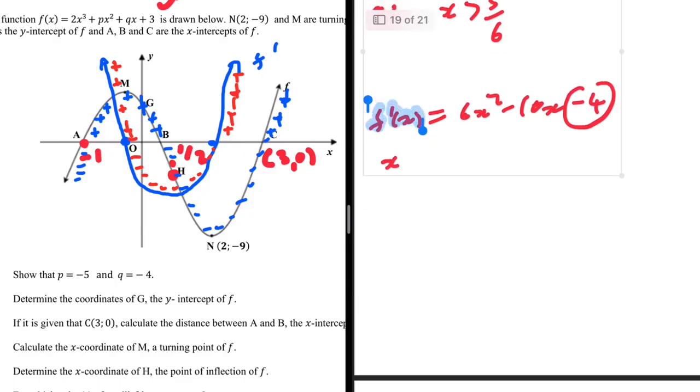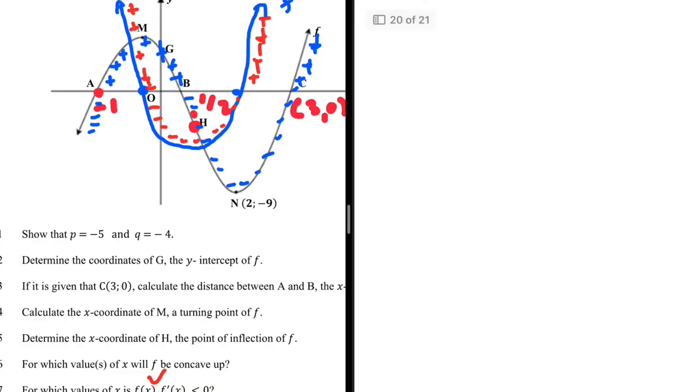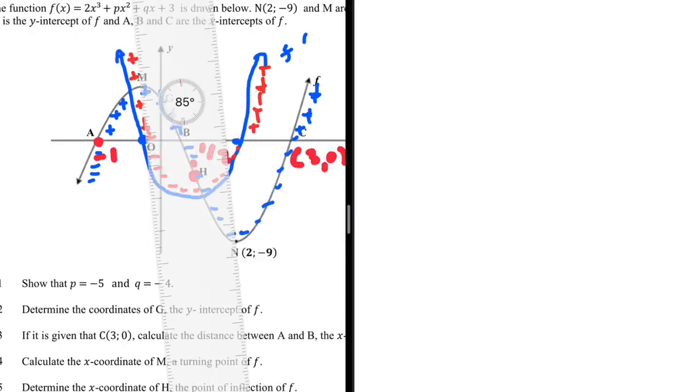So the question says, for which values of x is f of x multiplied by f prime of x less than 0? So when can this be true? When can you multiply two things and the answer is less than 0? It only happens when one function is negative and the other function is positive, right? When you multiply two numbers and the answer is negative, you know that one of the two numbers is negative and the other one is positive. That is the only way you can multiply two numbers and get a negative value. So now that we have indicated where each function is positive and where each is negative, we are going to look for parts where one is positive and one is negative.